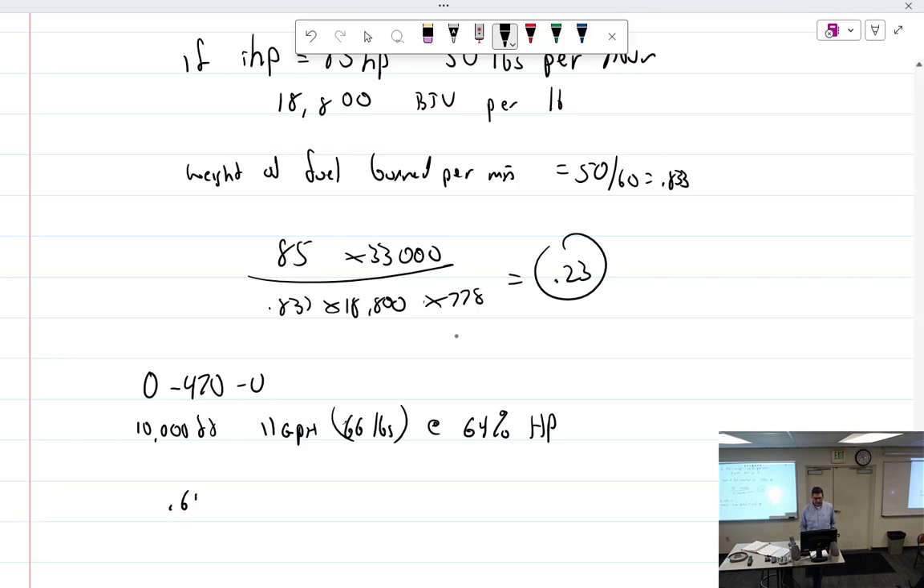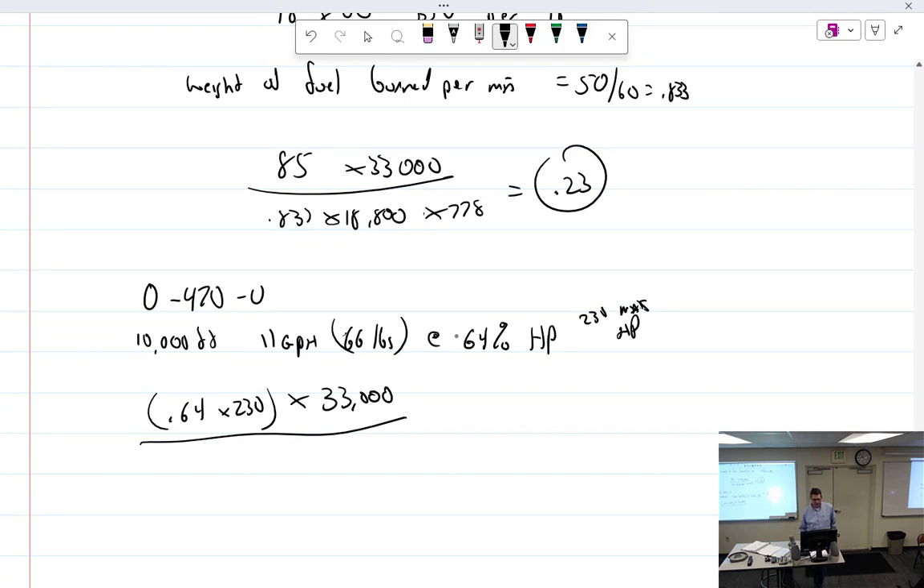So I came up with 0.64 times 230. 230 is max horsepower. So at 64% max horsepower, you get 147.2. Times my constant, 33,000, divided by the fuel, which is 66 out of 60, 1.1. Times the BTU, times 778, which is a constant.